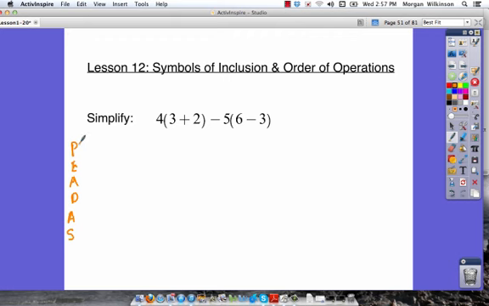And what we need to remember here is that acronym, PEMDAS, please excuse my dear Aunt Sally: parentheses, exponents, multiplication, division, addition, and subtraction, to help us get this one right.